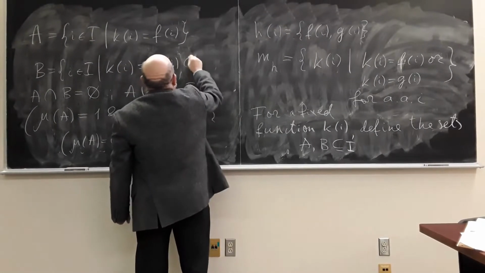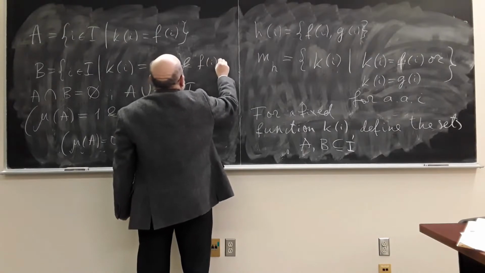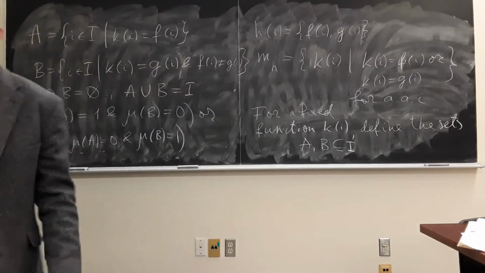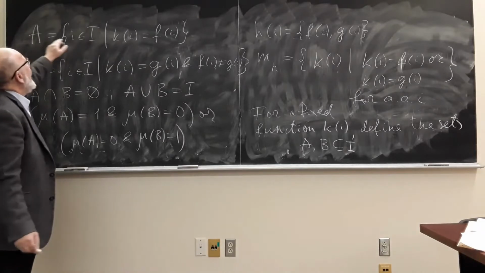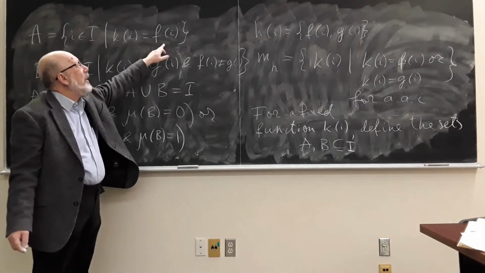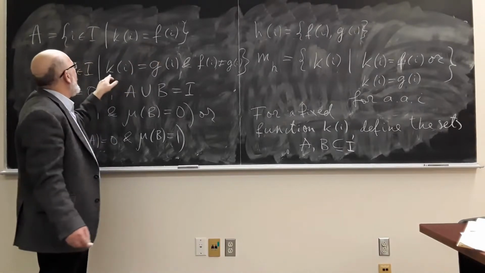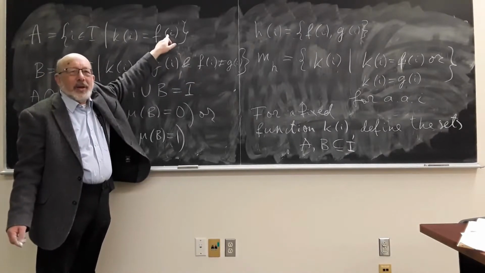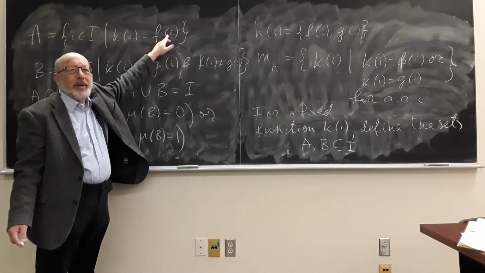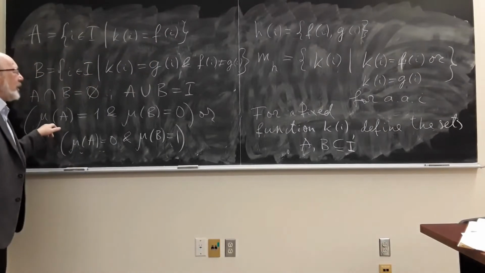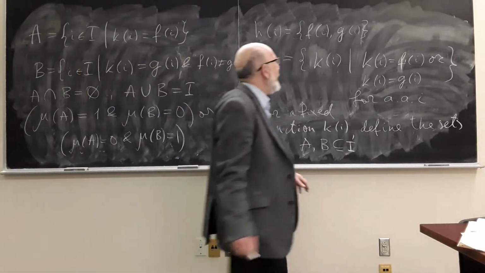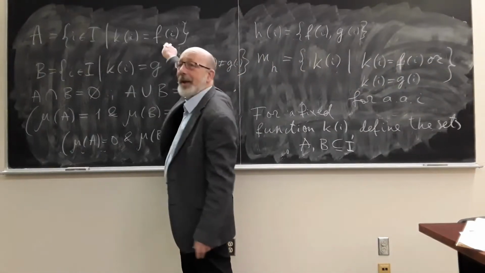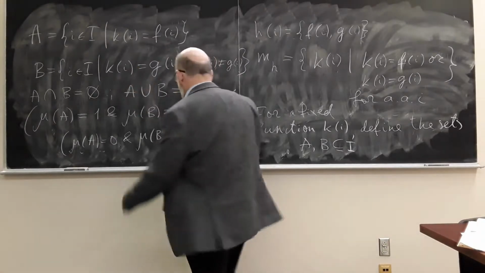And F of I is different from G of I. So this way we take all elements where K of I equals F of I, and here we have K of I equals G of I, but not F of I. So if it's F of I, we bring this I to the set A. So this means that for almost all I, either K of I equals F of I or K of I equals G of I. So let me write it.